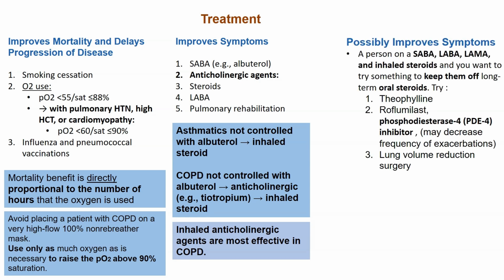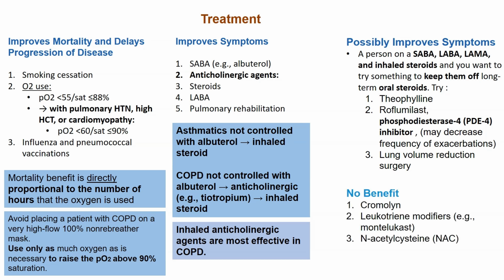Third group is the things that possibly improve symptoms. In a person on short-acting beta agonist, long-acting beta agonist, long-acting muscarinic antagonists, and inhaled steroids, and you want to keep them off long-term oral steroids, you can try theophylline, roflumilast, which is a phosphodiesterase 4 inhibitor, and lung volume reduction surgery.